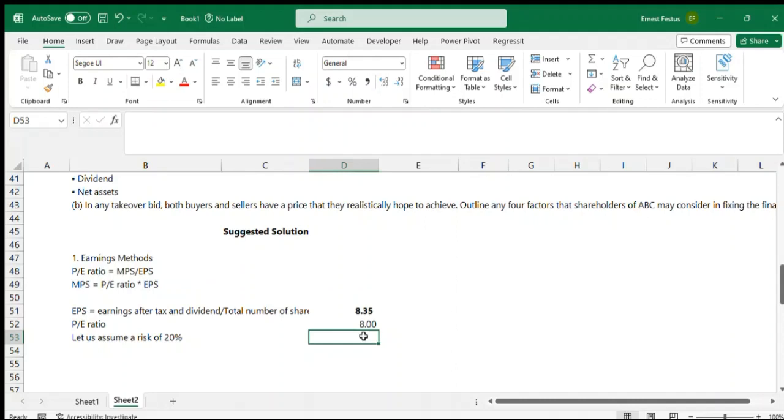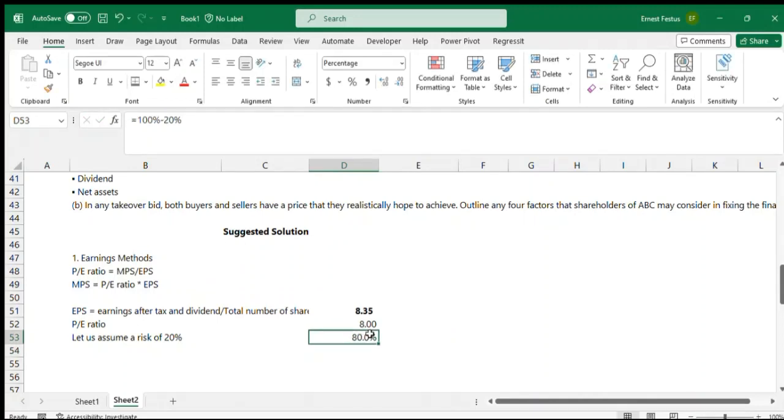So let's continue. I'll scale this particular value down by 20%. So this is 100%, and I'll subtract 20%, which is my risk assumption, and I'll get 80%. Let me put my equal to sign just so Excel can recognize it.